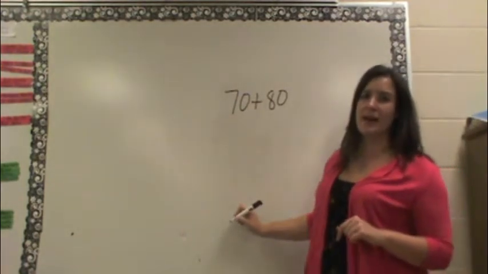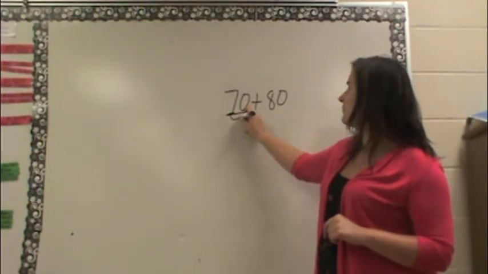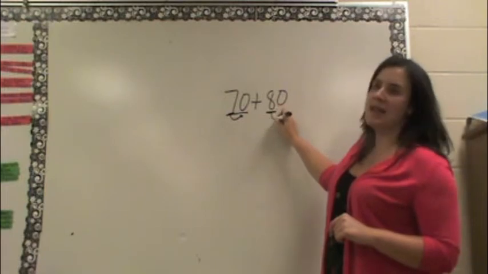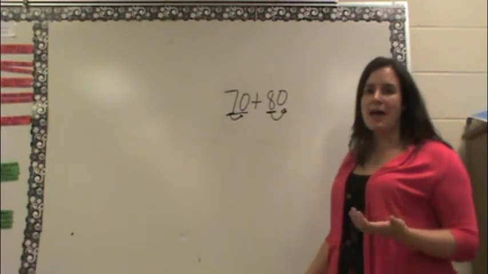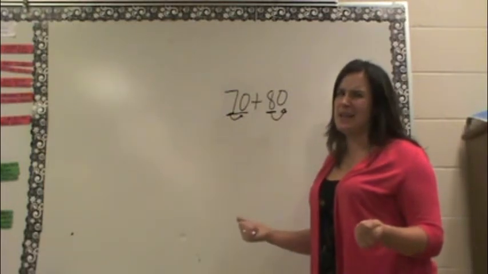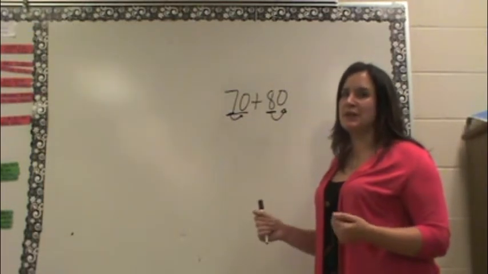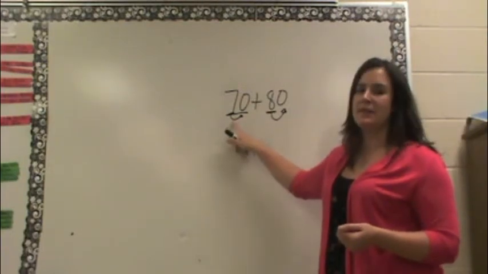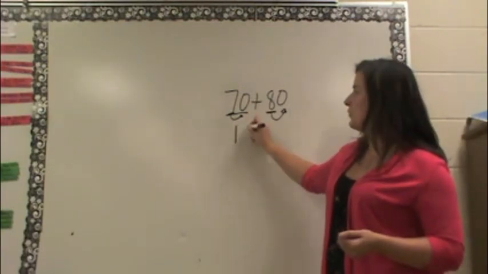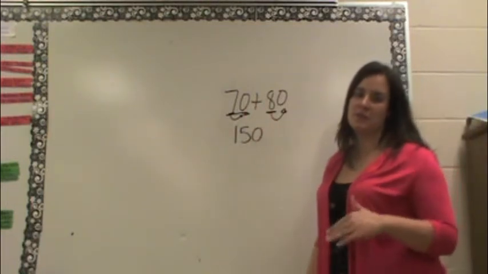So what you want to look at is 70 as really 7 tens. And you want to look at 80 as 8 tens. So when you add these numbers, you really want to think about 7 tens plus 8 tens. That's really the same as 7 and 8. And 7 plus 8 is 15, as students would recall from their basic fact strategies. But it's 15 what? It's 15 tens. And that's where your 150 comes from.